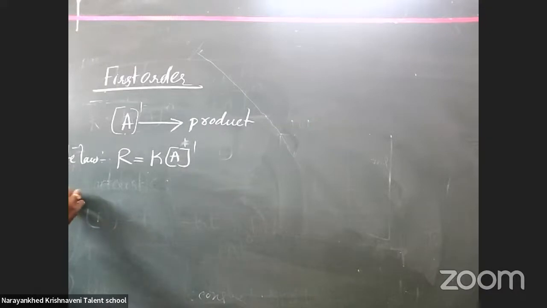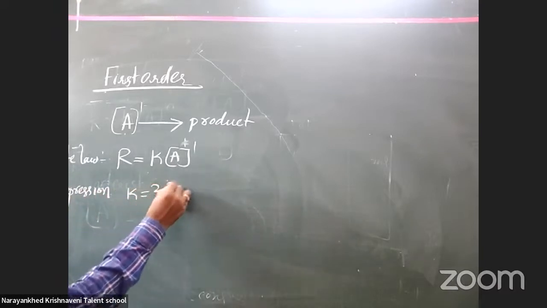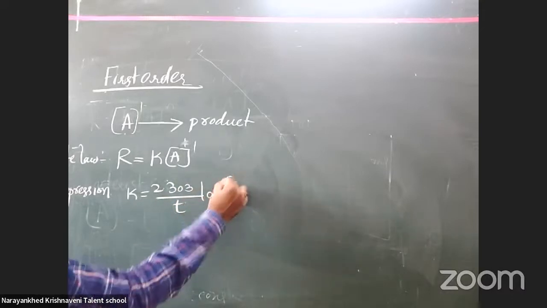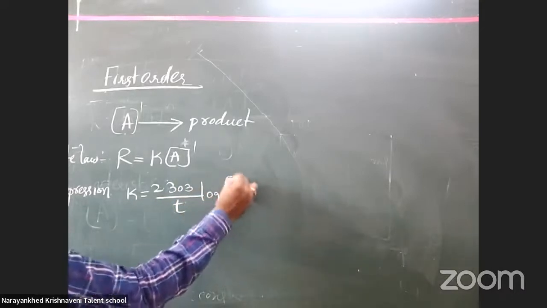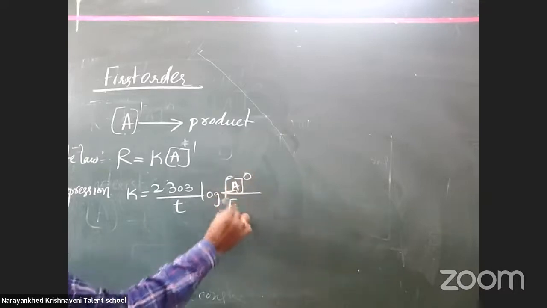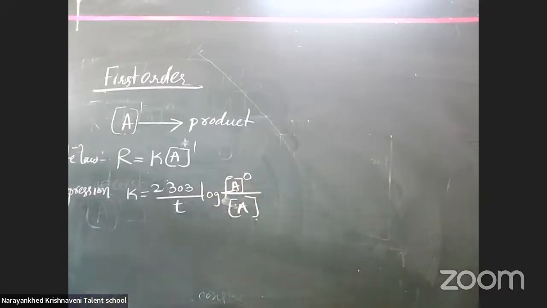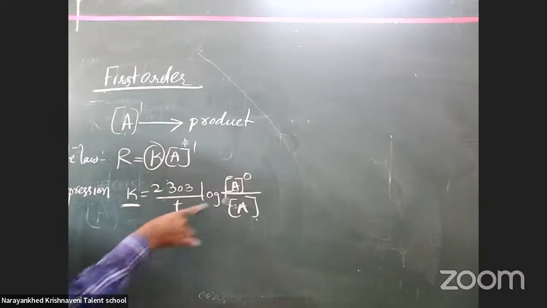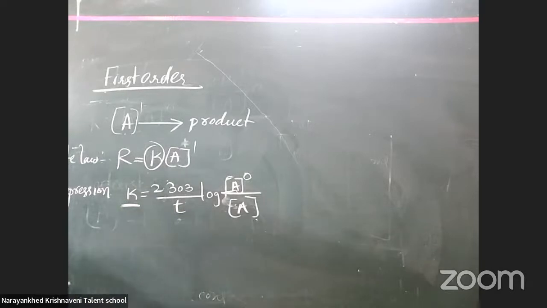The rate constant expression for a first order reaction is K equals 2.303 by t, log A naught by A. How do we find out the rate constant? You have to use this 2.303 by t log. Here we consider log base 10. Okay, clear or not on this?